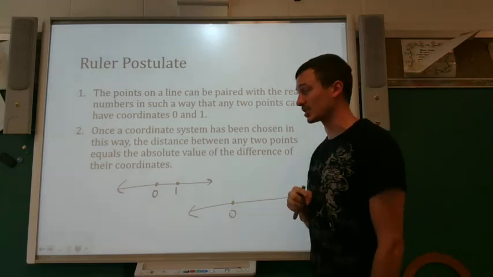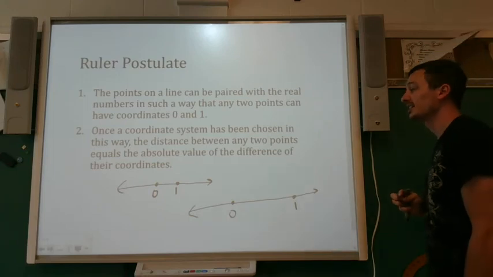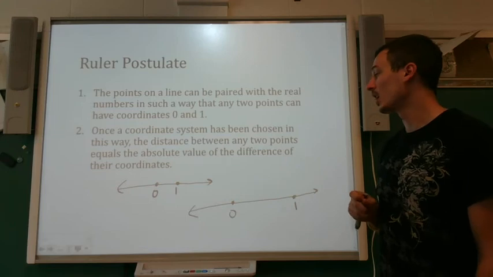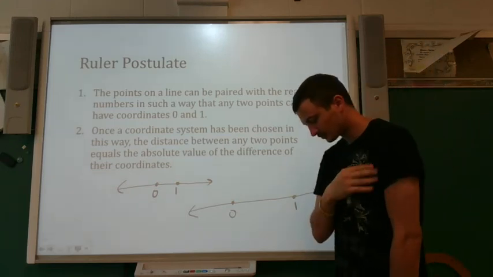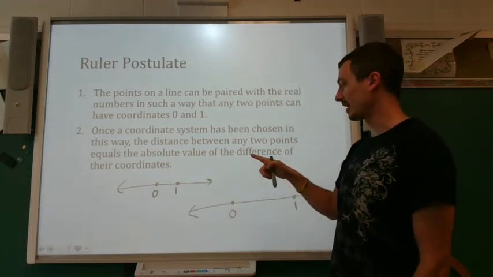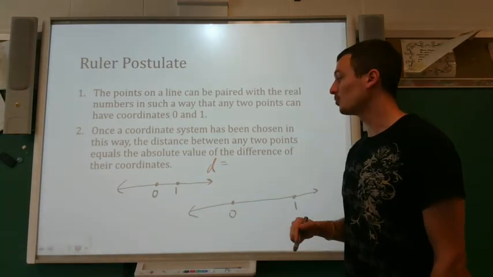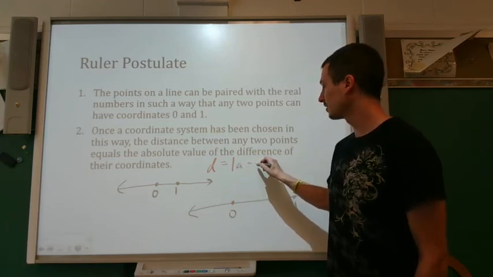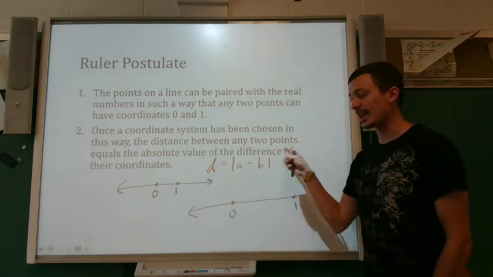Part 2 of the ruler postulate says, once a coordinate system has been chosen in this way, the distance between any 2 points equals the absolute value of the difference of their coordinates. All right, that's a whole lot of stuff. So I'm going to write that using variables and math stuff. The distance between any 2 points equals the absolute value of the difference between the 2 coordinates. So the distance is the absolute value of A minus B.